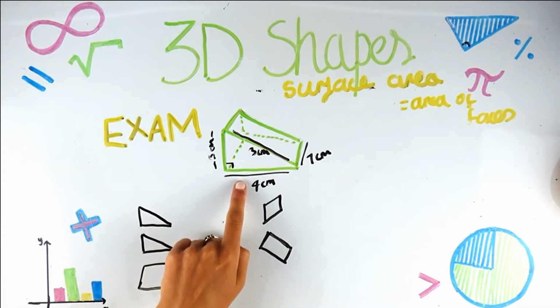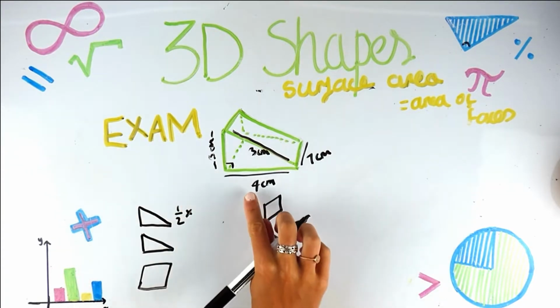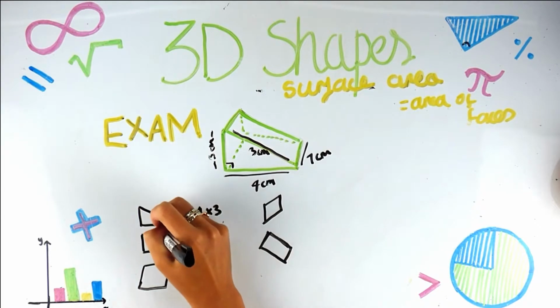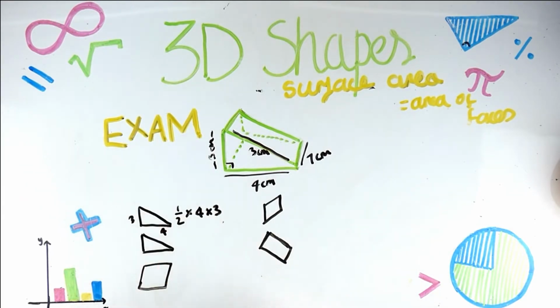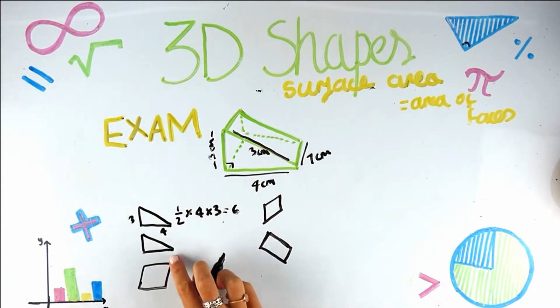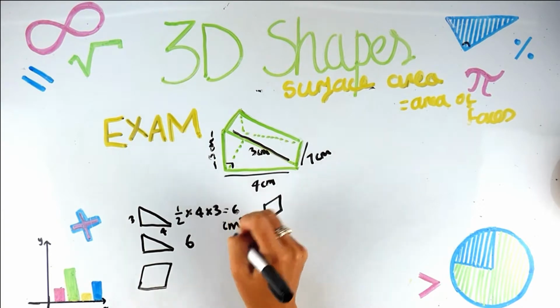So, area of this triangle is half times base times height, half times 4 times 3, because that's 4 and that's 3, and half times 12 is 6. This one we know is the same, 6. These are centimetre squares.